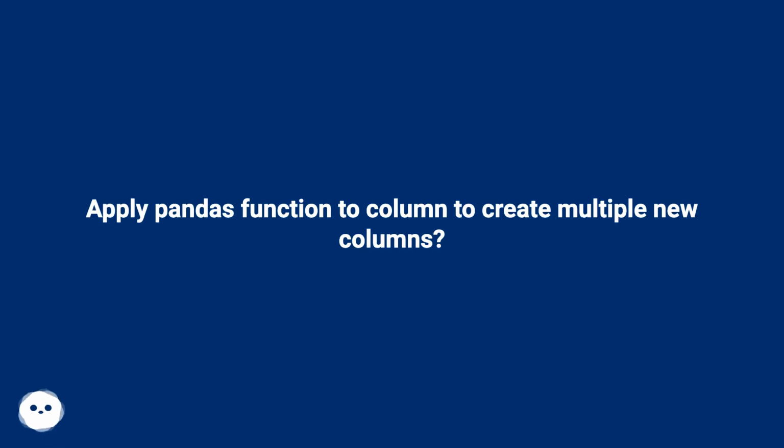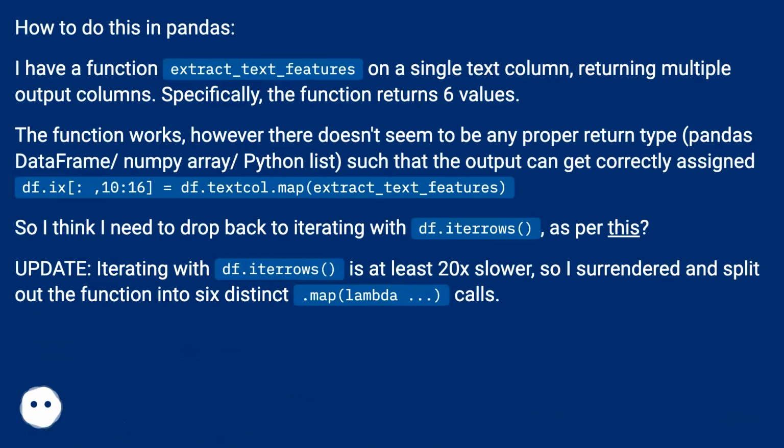Apply Pandas function to column to create multiple new columns. How to do this in Pandas? I have a function extract_text_features on a single text column, returning multiple output columns. Specifically, the function returns 6 values.